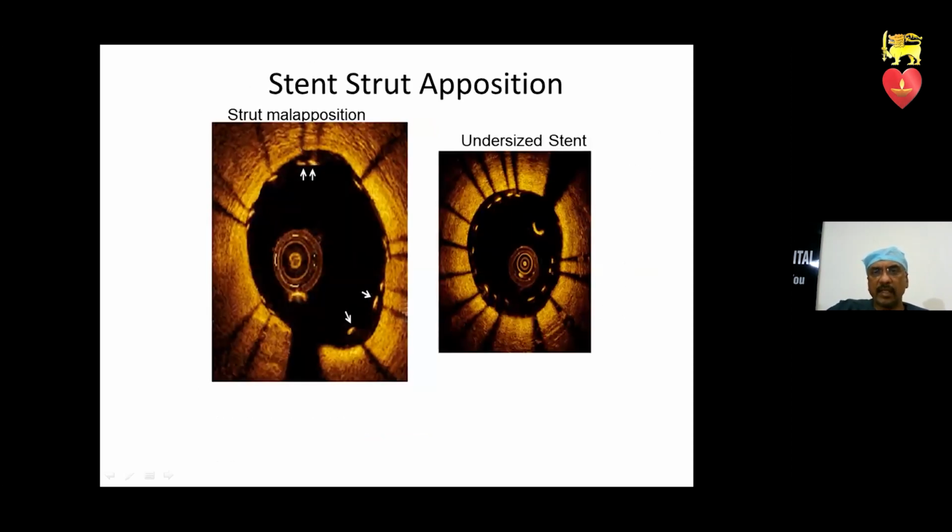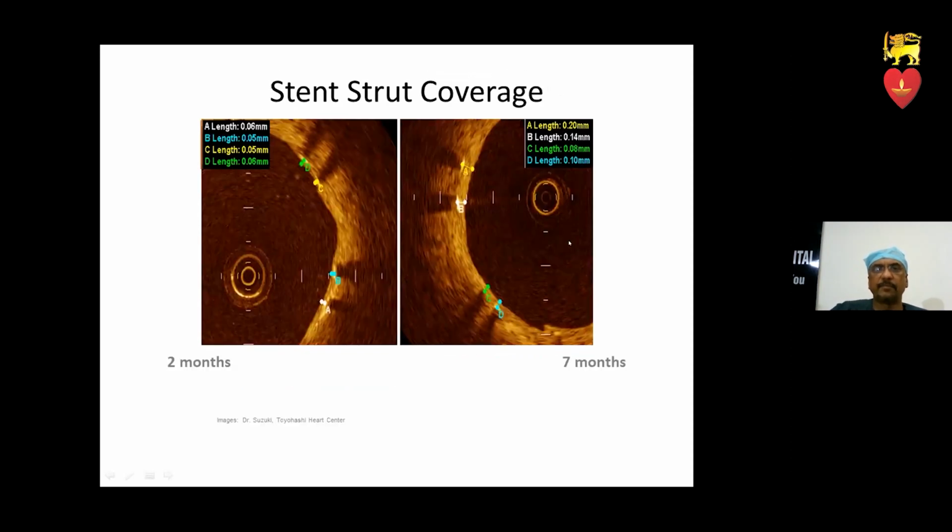This is another image, which refers to stent malapposition. You see a gap between the stent strut and the vessel wall. And when you see this type of inadequate apposition, this means the stent is an undersized stent, where you see the entire stent is floating in the vessel.